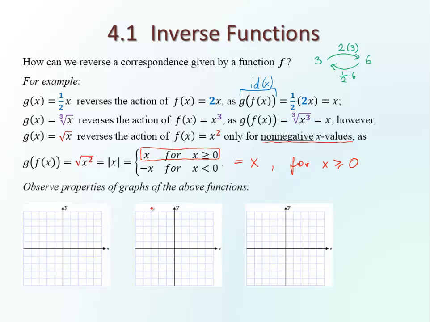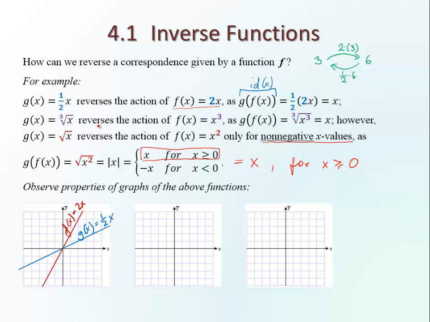Let's observe some properties of graphs of inverse functions. How to recognize that two given graphs are actually graphs of inverse functions, or possibly inverse relations. Let's see the first pair of functions, f of x, which is 2x, and g of x, which is 1/2 x. So this is f of x, which is 2x, and that one is g of x equals 1/2 x. As we saw before, these two functions are inverses to each other.